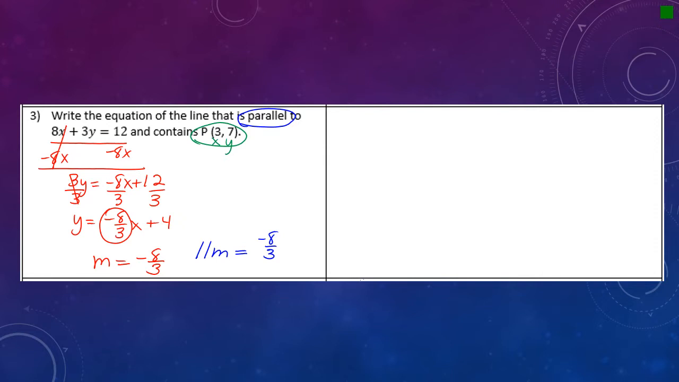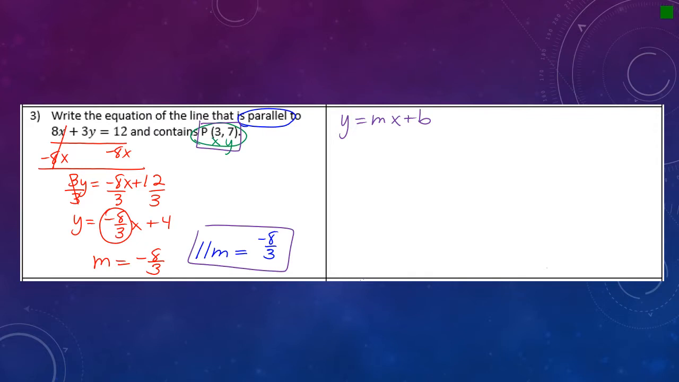So now I'm going to rewrite, here's slope-intercept form, and what I'm going to do is plug in my m and my x and y into this y equals mx plus b, and I'm going to solve it for b. That's going to give me the y-intercept of the line of my answer. And then I'm going to plug my information back in for my final answer.